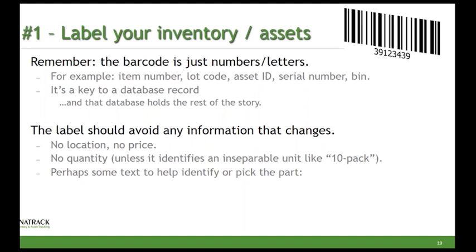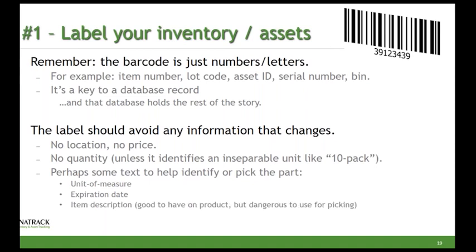But it seems reasonable that there might be some text that would help you identify or pick the part if it were sitting on a shelf. So maybe something that would help you identify the unit of measure. Maybe if you're dealing with lot tracked information, you would have an expiration date, and maybe an item description, which is always good to have on the product as long as you're not using that item description for picking, because you could have 30 characters, and the distinction between one 30-character description and another one leaves you room for somebody to make a mistake.